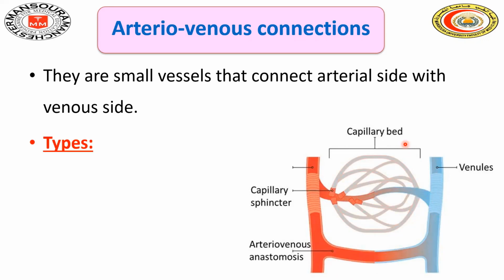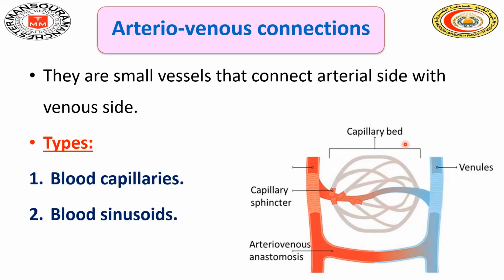These AV connections include blood capillaries, blood sinusoids, and arteriovenous shunts. So these are the three types of the AV connection. It may be blood capillaries, wider capillaries called blood sinusoids, and the AV shunt, which is a direct connection between artery and vein without passing through the capillaries. This is the AV shunt. This is a vessel connecting the artery with the vein directly without passing through the capillaries. So here we have mainly two examples. We will mention in detail what the blood capillaries and the blood sinusoids are.